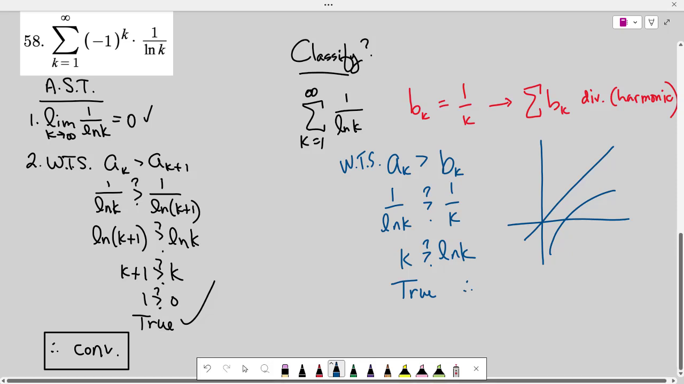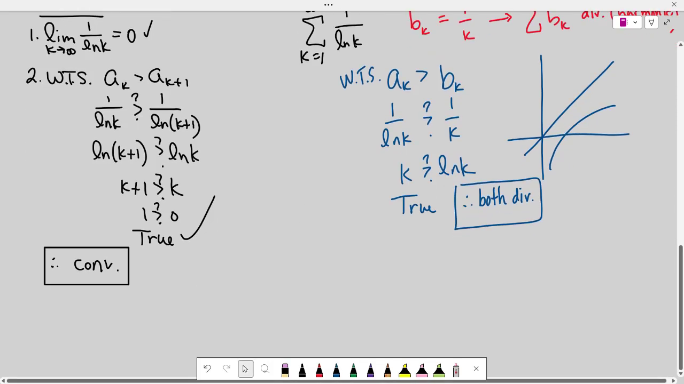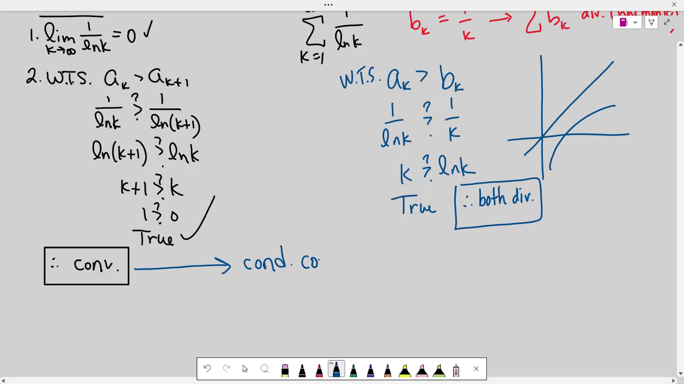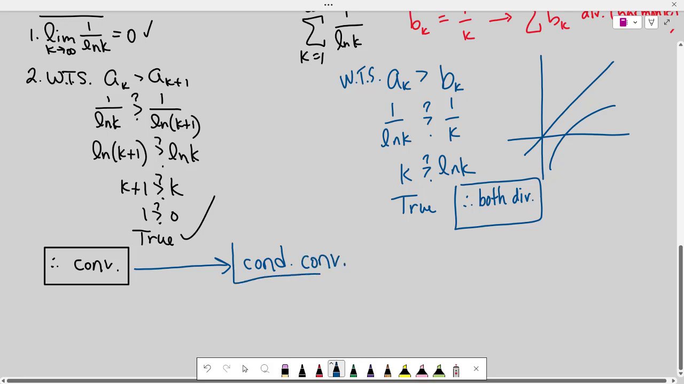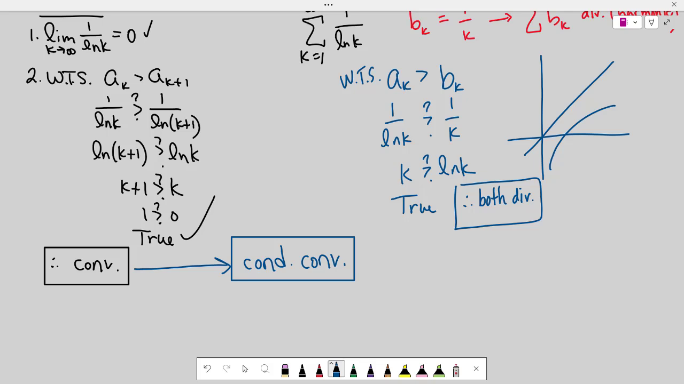So if this is true, therefore, what is our conclusion here? Therefore, both diverge. So both diverge. So then what is true about this convergence? It's got to be conditional, because of those minuses. So the series of absolute values diverges by comparison test. So that means the original convergence is conditional.